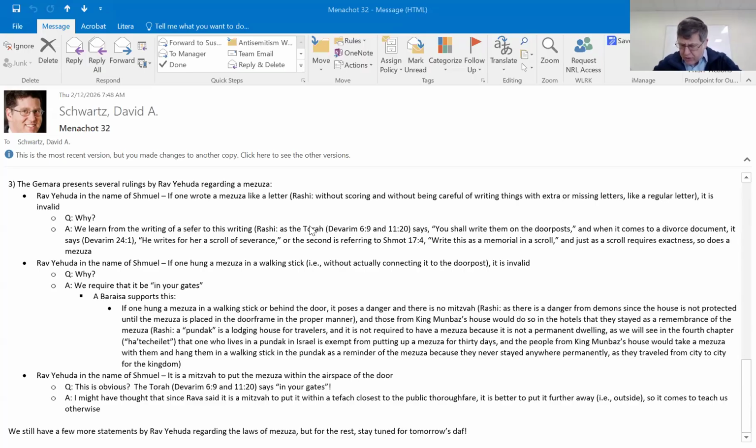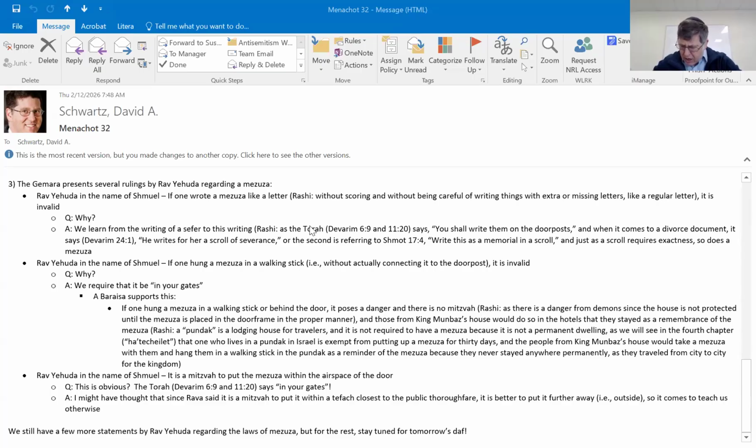Hadar b'pundaki, if you live in an inn, in one of these motels, then even if you're in Eretz Yisrael, for thirty days you are exempt from a mezuzah. You don't have to put up a mezuzah. And those people who were from the house of King Munbaz, when they would travel, they would carry a mezuzah with them.